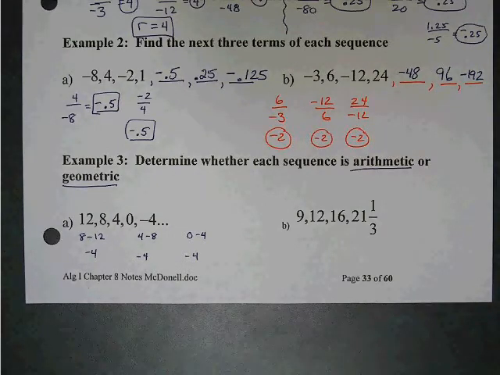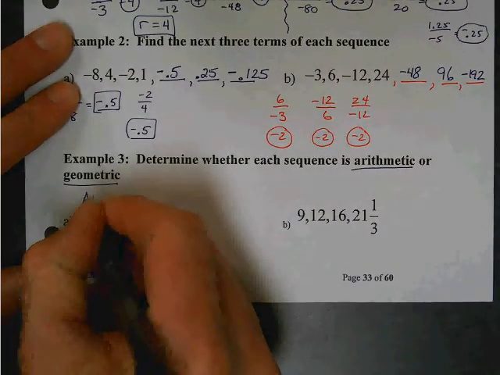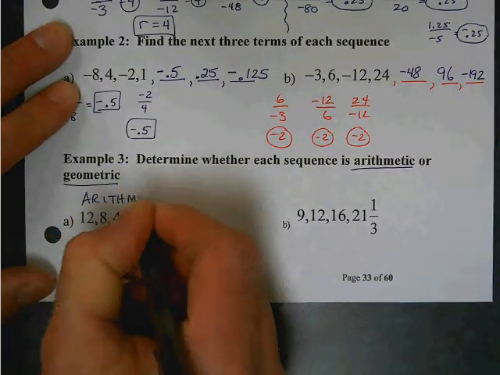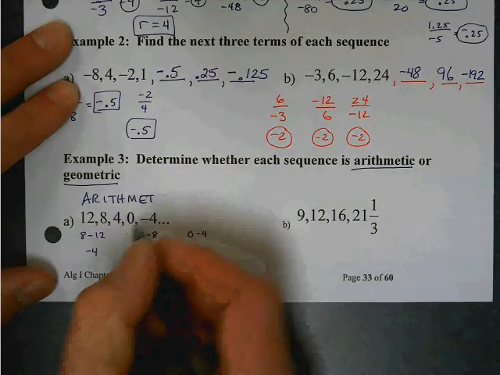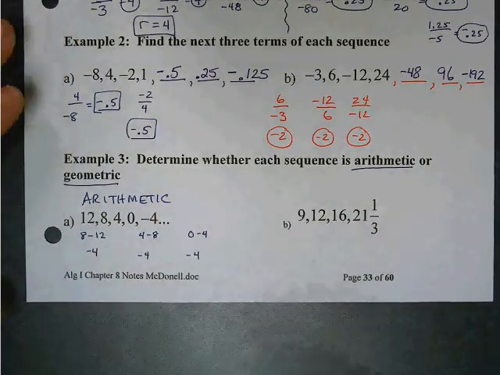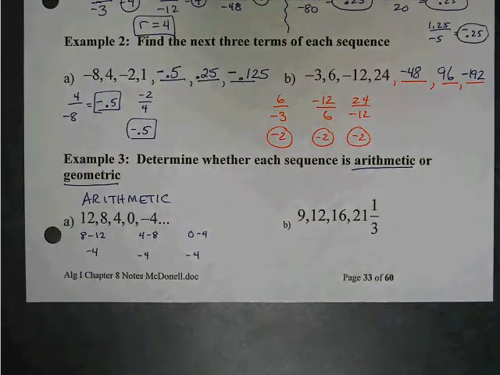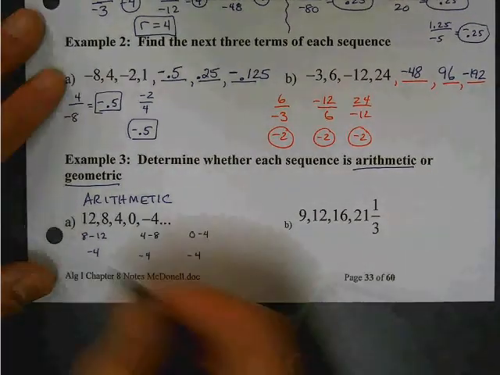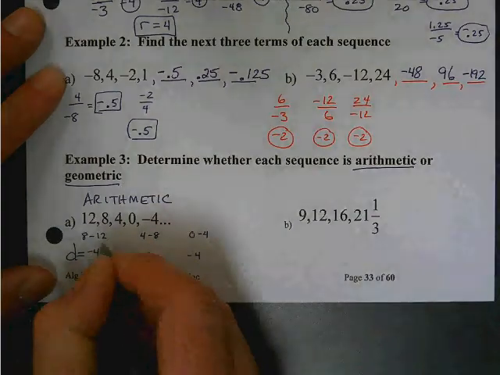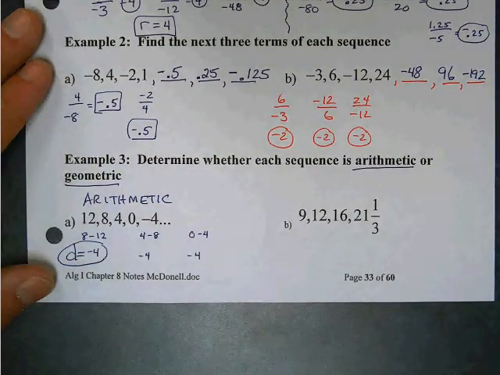Let's just check. What's 8 divided by 12? 2/3, right? What's 4 divided by 8? Half. Is that consistent? No. So it's not geometric. What kind of sequence is this? Arithmetic. If they asked you for the common difference, you would say the common difference is negative 4. And just remember, the variable for that is a small letter d.